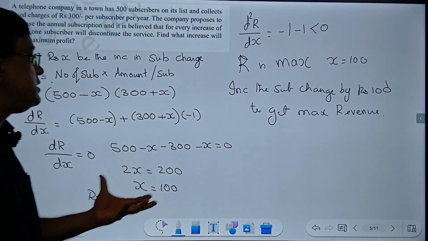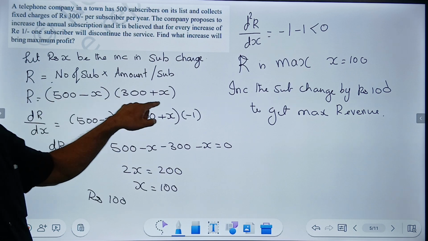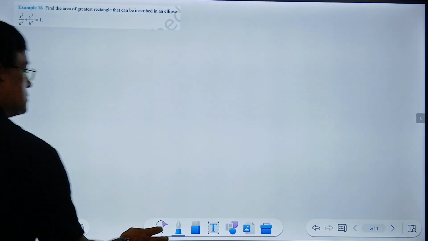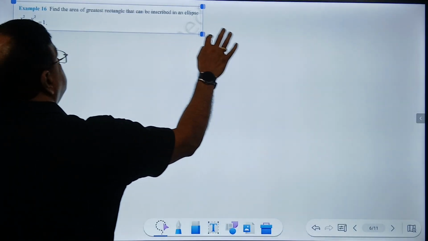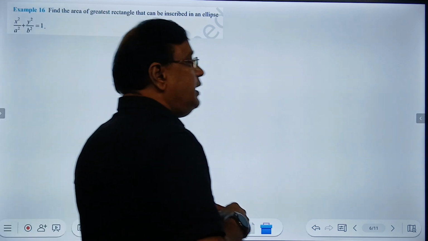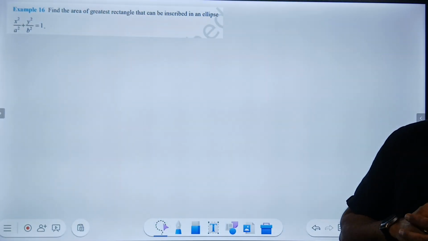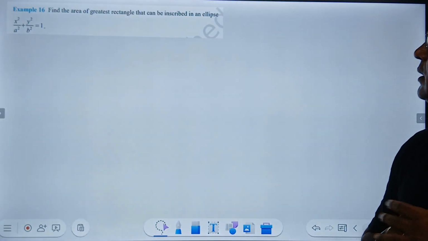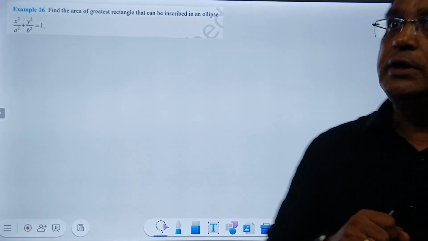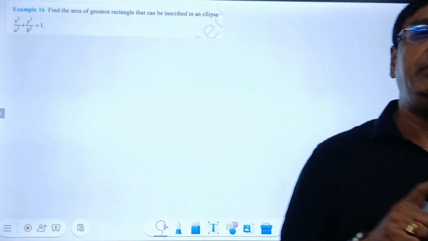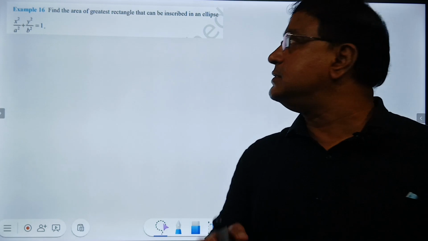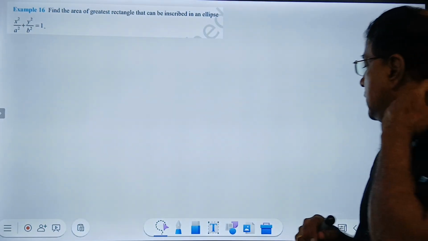It's a very, very simple question, but you have to get the equations correct. Let's go to the next problem. This is also a very, very important type of question. All these are example questions. Find the area of the greatest rectangle that can be inscribed in an ellipse. In one of the videos, I have done the area of the greatest isosceles triangle that can be inscribed in an ellipse. Here I am going to do the area of the greatest rectangle that can be inscribed in an ellipse. So let's see how to do this.